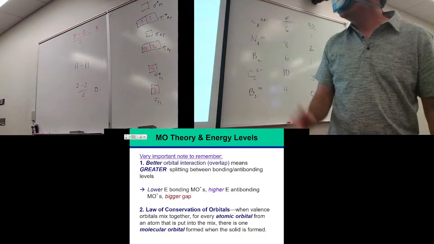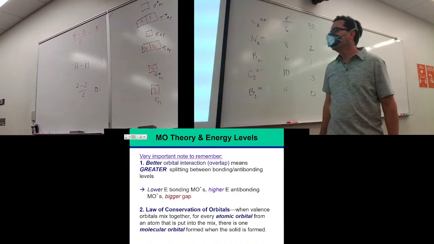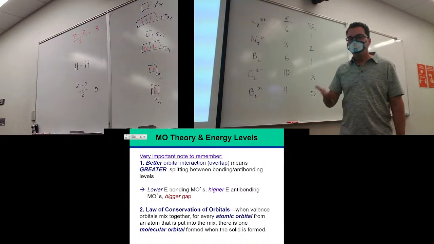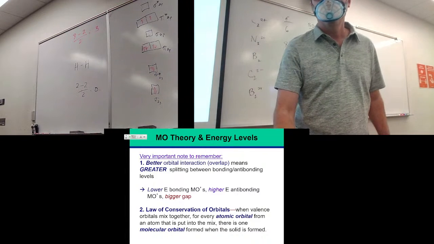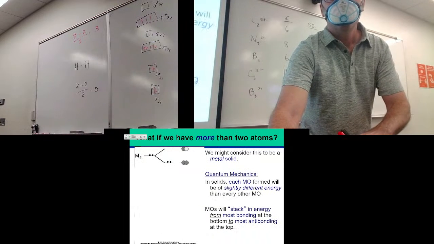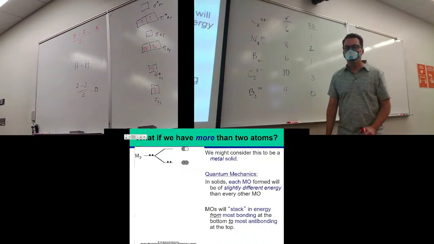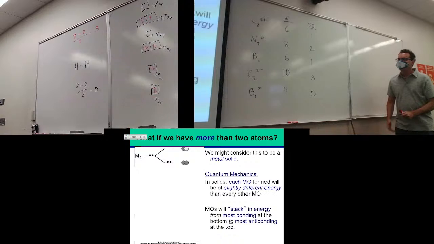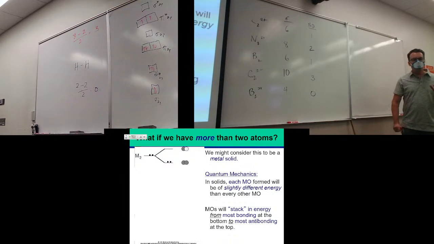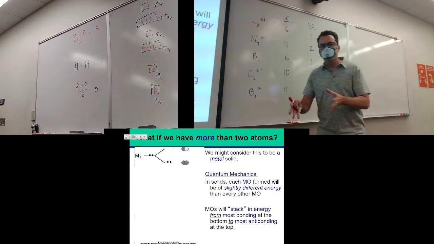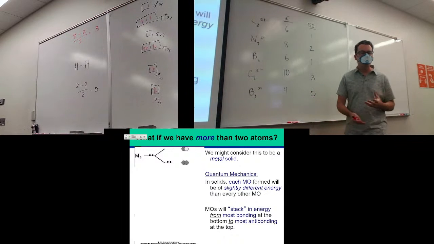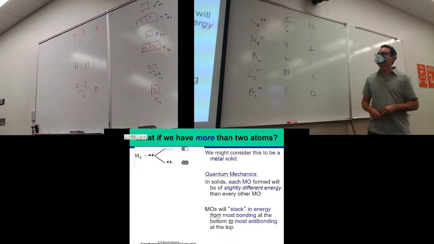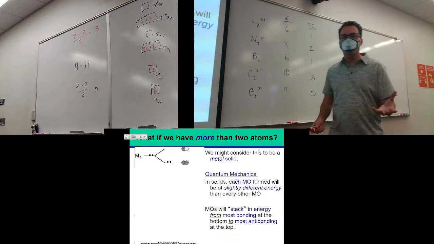The last thing is the law of conservation of orbitals. This is the bigger one. You get the same number of MOs as atomic orbitals you start with. Now, this is where we get to the bands, finally. So, what happens when we have more than two atoms? And we're going to start really, really simple, because when you start including tons of different orbitals, it gets really complicated. But let's start with a very simple s orbital on every atom.